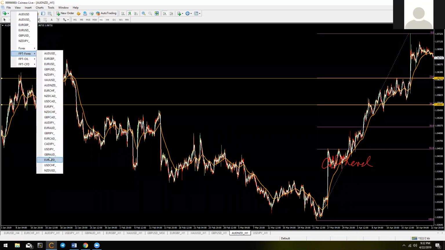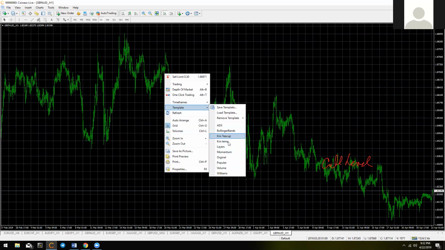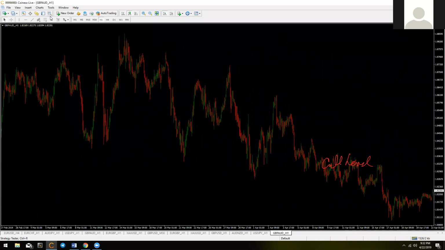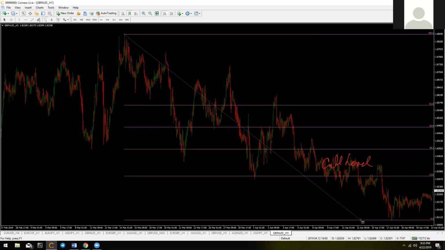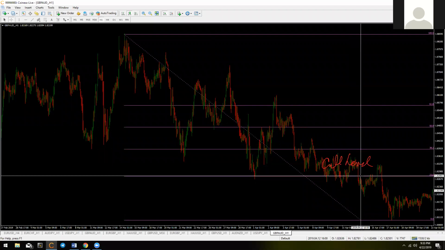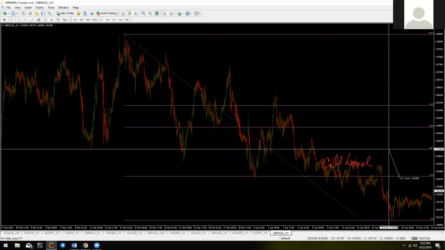So let's look at this one, it's going down. So you could do it from the top to the bottom, and you could put your buy stop right here at that 23.6%, and ride it to 38. That's 106 pips.